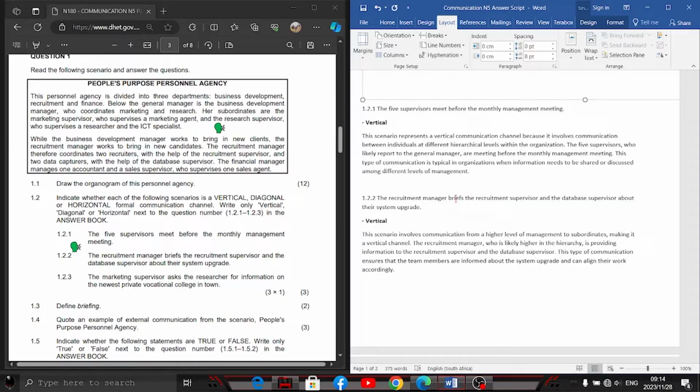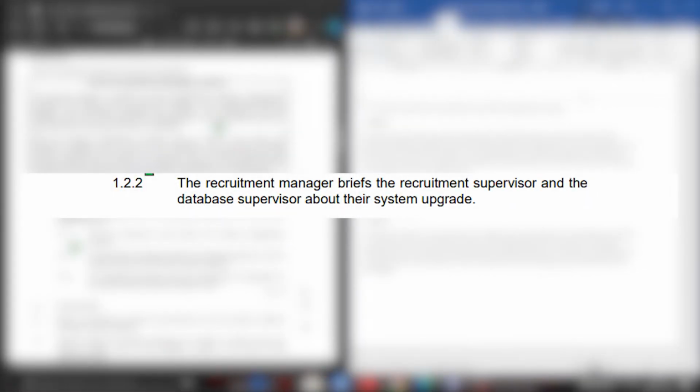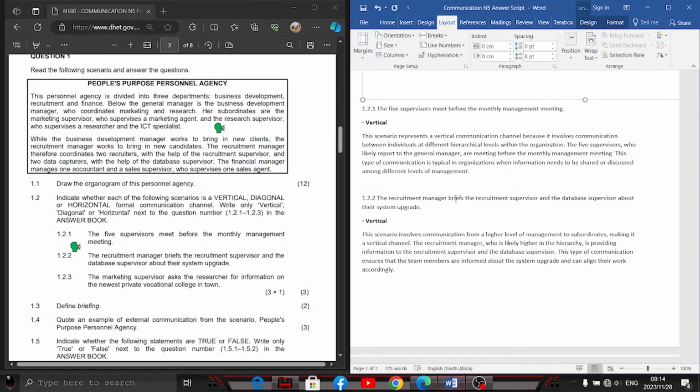And then the next scenario says the recruitment manager briefs the recruitment supervisor and the database supervisor about their system upgrade, right? This is basically a vertical formal communication channel, right? This scenario involves communication from a higher level of management to subordinates, making it a vertical channel. The recruitment manager, who is likely higher in the hierarchy, is providing information to the recruitment supervisor and the database supervisor. This type of communication ensures that the team members are informed about the system upgrade and can align their work accordingly, right? And then we have the last scenario.